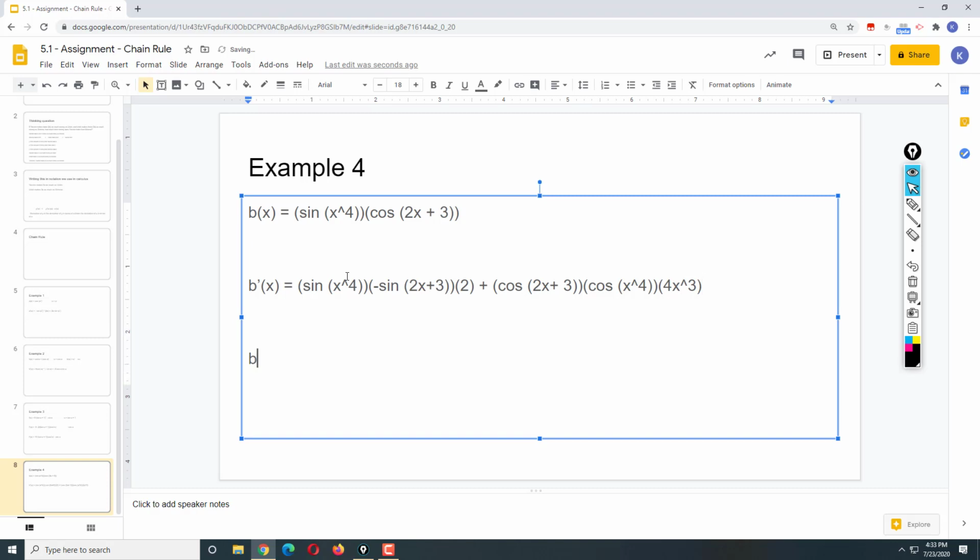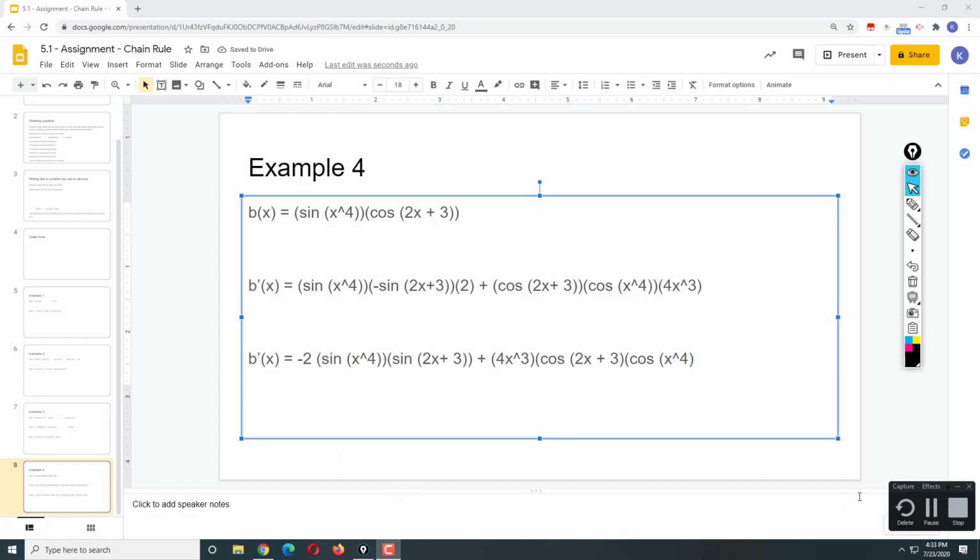Okay. So to simplify this, the derivative has to be equal to negative 2 times sine of x to the fourth power times sine of 2x plus 3, that's the first term, plus 4x to the third power times cosine of 2x plus 3 times cosine of x to the fourth power. That's it. Okay, so that's it for this video. This is chain rule.